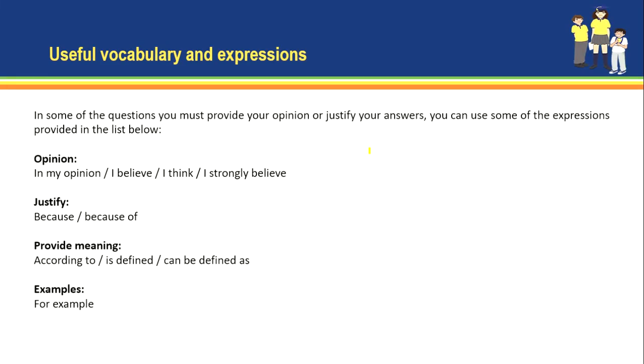You can use some vocabulary and expressions that might help you to answer properly. In terms of an opinion, you can write in my opinion, I believe, I think, I strongly believe. In terms of justifying, try to use because and because of. To provide a meaning, you can use according to. You mentioned, for example, dictionary. The concept is defined or can be defined as, and you can just write the definition. Finally, to give examples, you use for example.